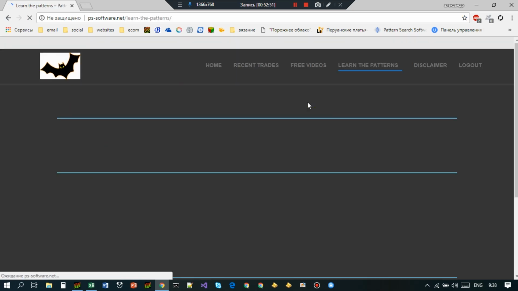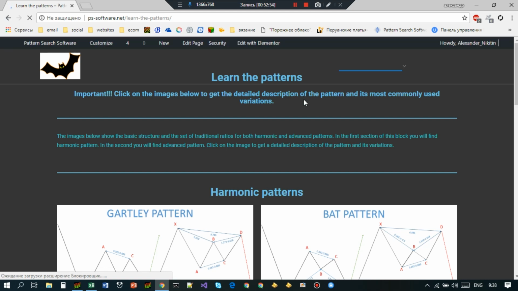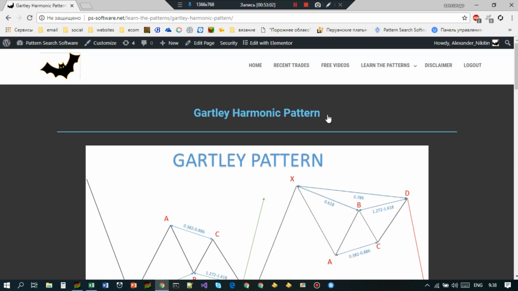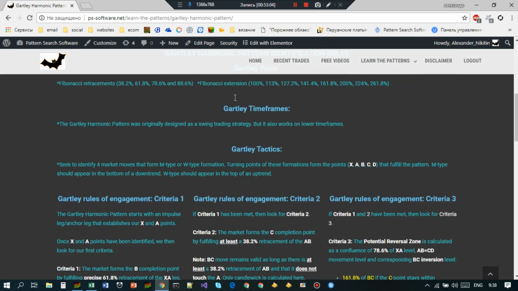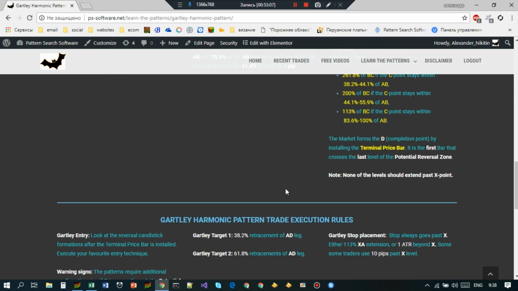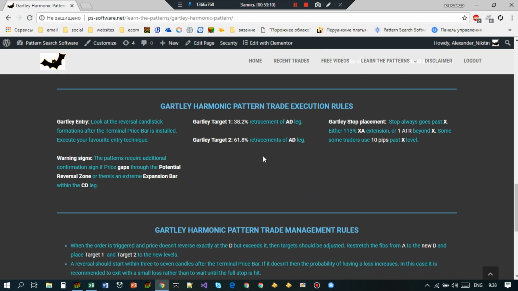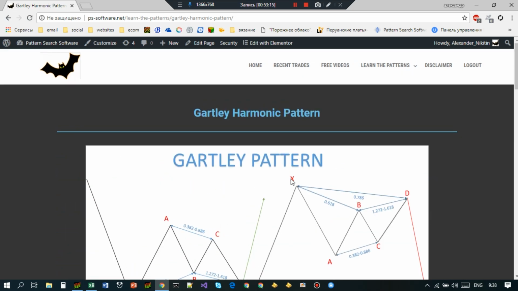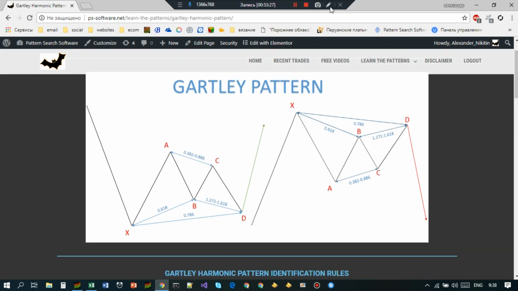If you are interested to learn these patterns, then just go to this learn the patterns section, click on whatever pattern you are interested in, and you will get a complete tutorial of how to identify these patterns. Here it is: criteria 1, criteria 2, criteria 3, how to execute these patterns, which is very important, and how to manage these patterns. Because the identification is only 1/3 of the strategy. The execution and trade management are what is left. And guys, this is very important again.